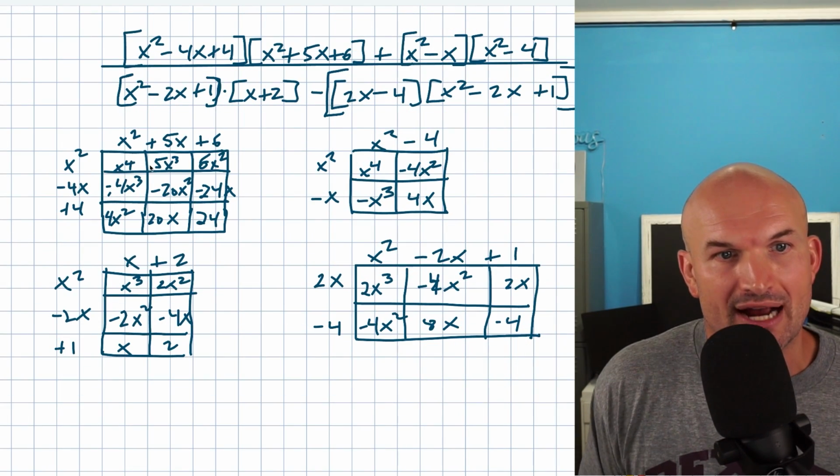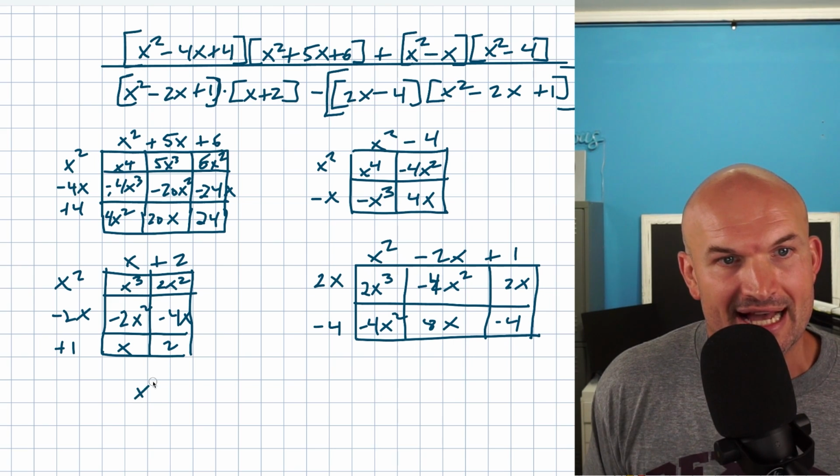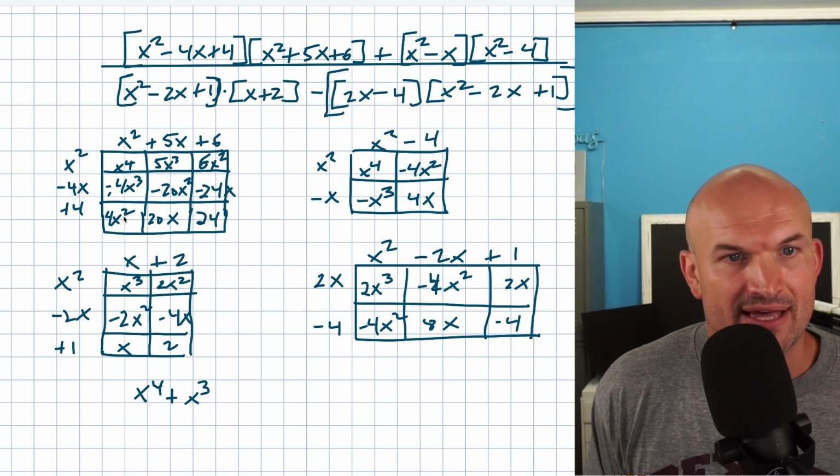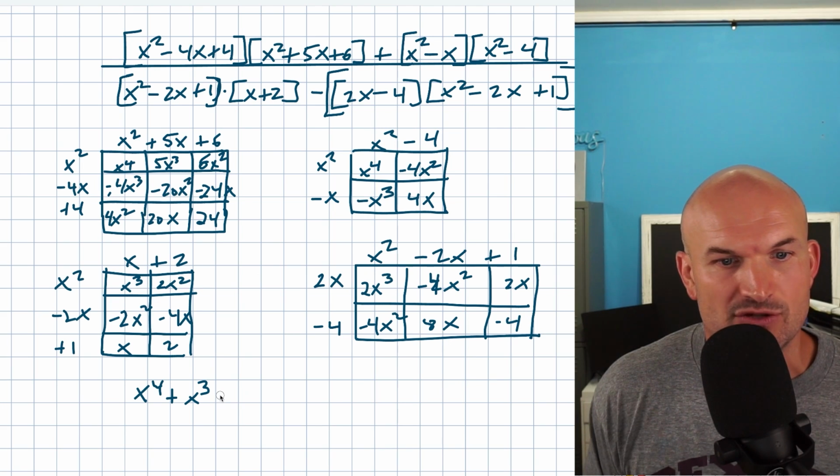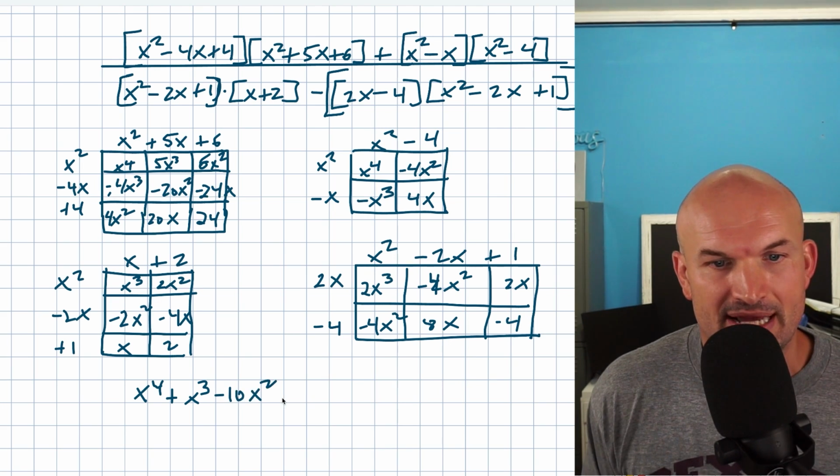So in this upper left-hand corner, I have this example, which again is going to be x to the 4th plus x cubed. And then this is going to add up to a negative 10x squared. 20x minus 24x is going to be a negative 4x. And that's going to be plus 24.